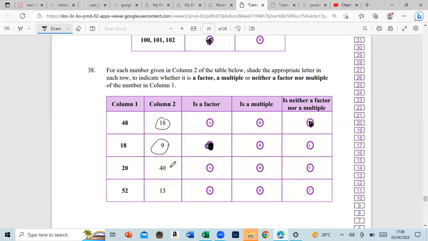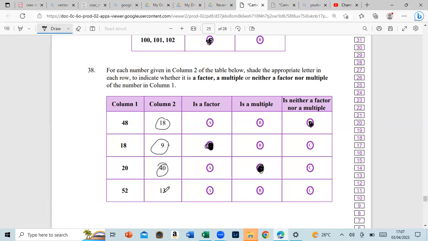All right. So let's look at this now. 40. Is 40 a factor of 20? No. Factors are numbers that multiply to give you that number. There's no natural number you can multiply by 40 to give you 20. Must be a fraction, which is a half also, right? Is 40 a multiple of 20? Yes, because you can multiply 20 by 2 to give you 40. And this will be our option, right?